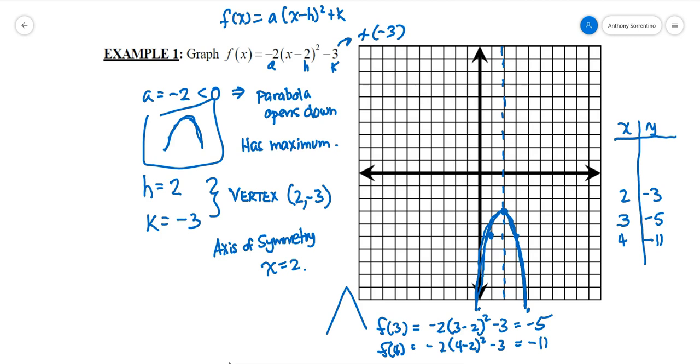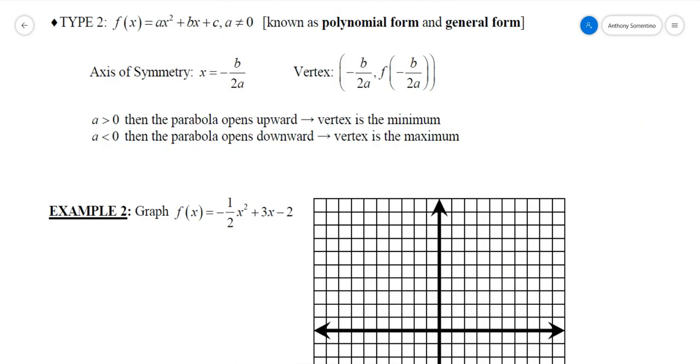There's another form that you're going to see for quadratic functions as well, and that's the next example. Type 2 looks a lot like things we saw in the previous lesson when I was solving quadratics. This is known as polynomial form, ax squared plus bx plus c. In some textbooks it's known as general form, and others it's even known as expanded form. When it's in this expanded form, I can still find the same information. It's just how I express it that's different.